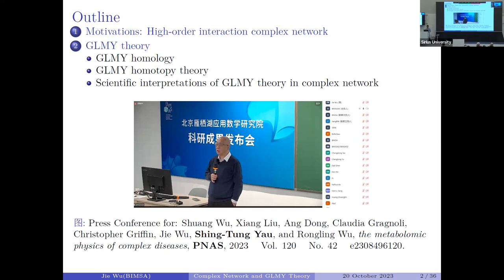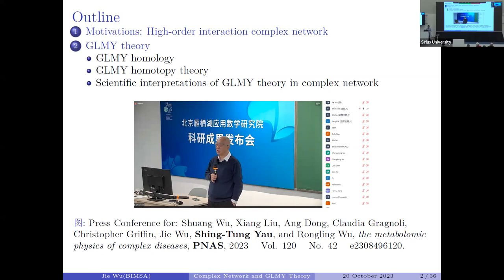Okay, so now I will start to look at this GLMY. It's definitely related to Yao, right? So in the picture, the first speaker in this early morning, 5 a.m. here, 10 a.m. in China, Yao is the first to give a speech about this article.